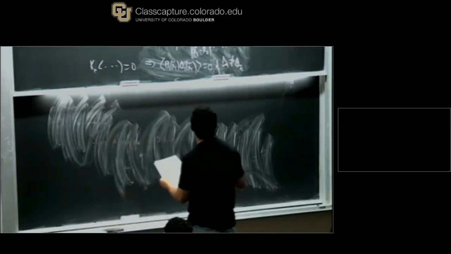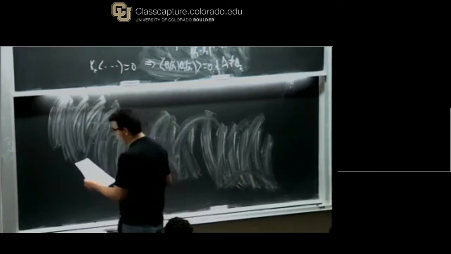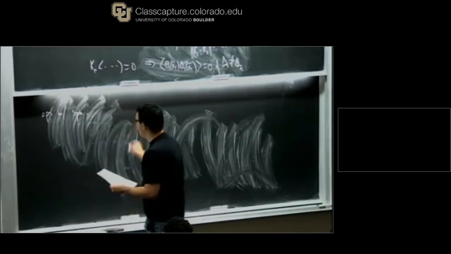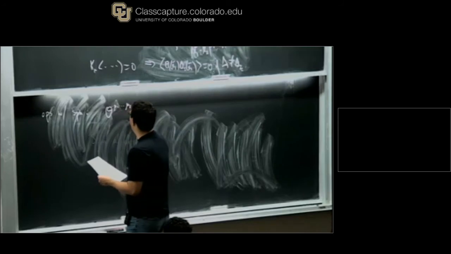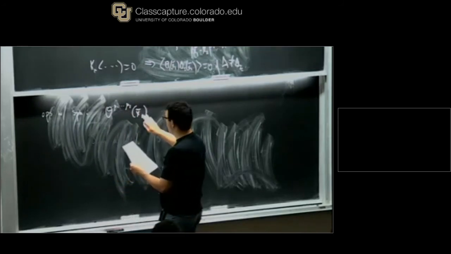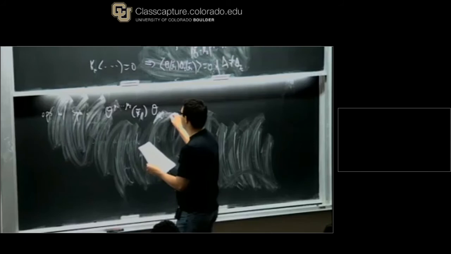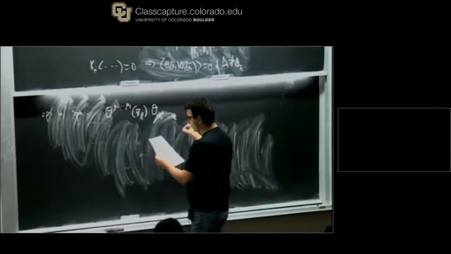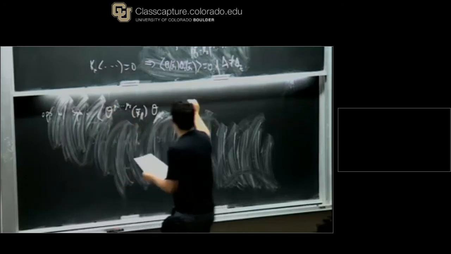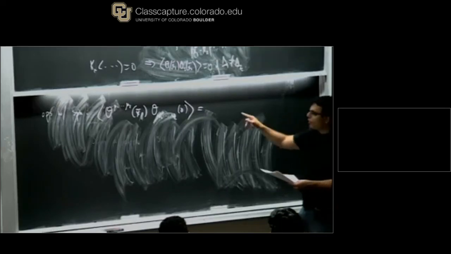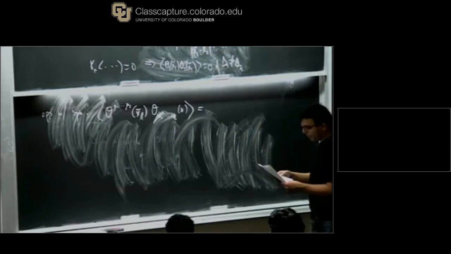Just to give you an idea of what this looks like for operators with spin. So this was for scalar operators. For operators with spin, we have O_{mu1...muL} at x1. Let's just take one of them at x and the other one, O_{nu1...nuL}, at 0. So the form of the two-point function of scalars was fixed by conformal invariance to this simple thing. For operators with spin, it's also fixed, but to a much more complicated thing.